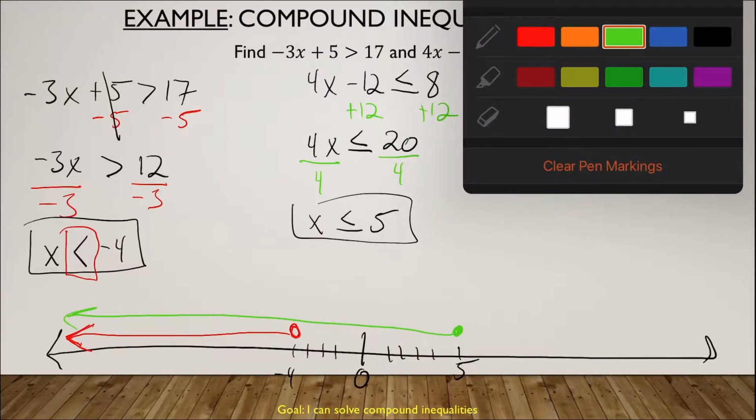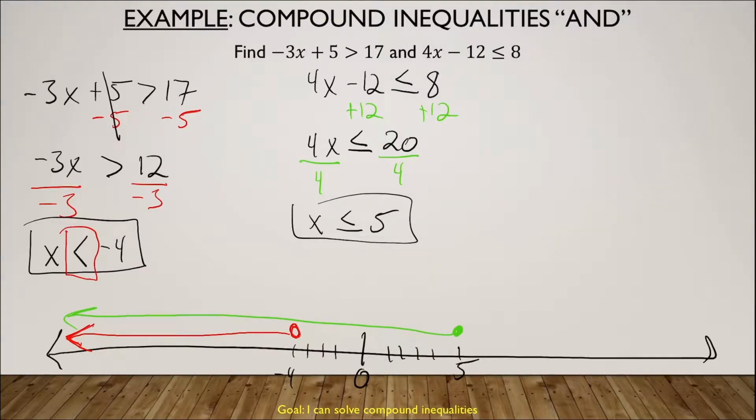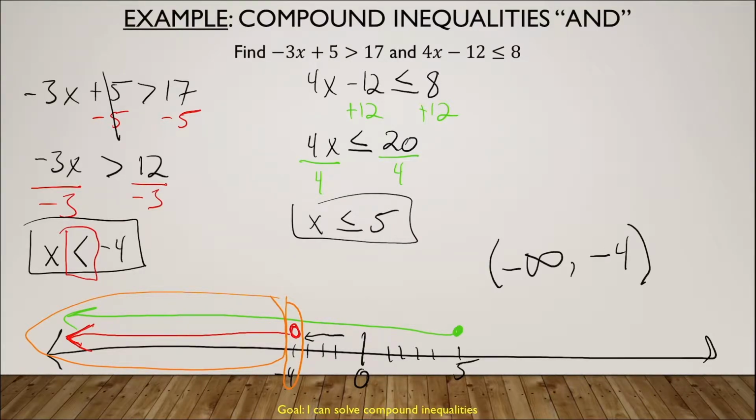Okay, so what we're searching for here is where that overlaps. Well, it starts overlapping at negative 4, right here, and then it continues all the way to the left. So if I write that in interval notation, I would say from negative infinity, because we always start from the left, the smallest, not included, all the way to negative 4, because I can't include negative 4, since it's not included in the red line. So I'd say from negative infinity to negative 4.